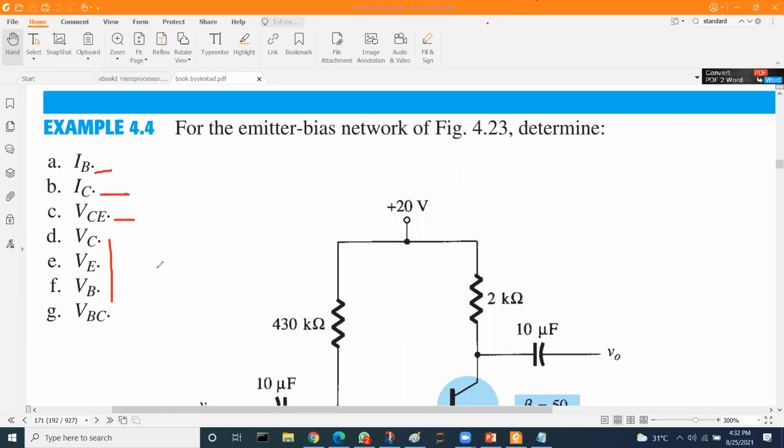How we can find the value of the base current, and then the base current is linked with the collector current through the beta, which is given as 50 in this case. And similarly, the voltage across the collector and emitter terminals.